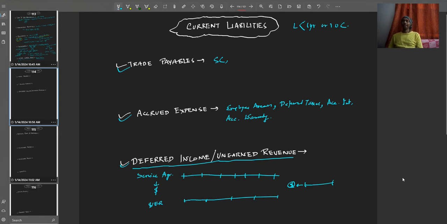Another example is, let's say technically your revenue recognition starts when delivery happens. Now, some customer has paid you before the delivery. Okay, delivery means the item has been dispatched from your plant or distribution or dealer or whatever, but the payment has come before the dispatch. That will also become an unearned revenue. So these are some examples of deferred income, and we are through with trade payables, accrued expense and deferred income or unearned revenue. Next we'll move on.